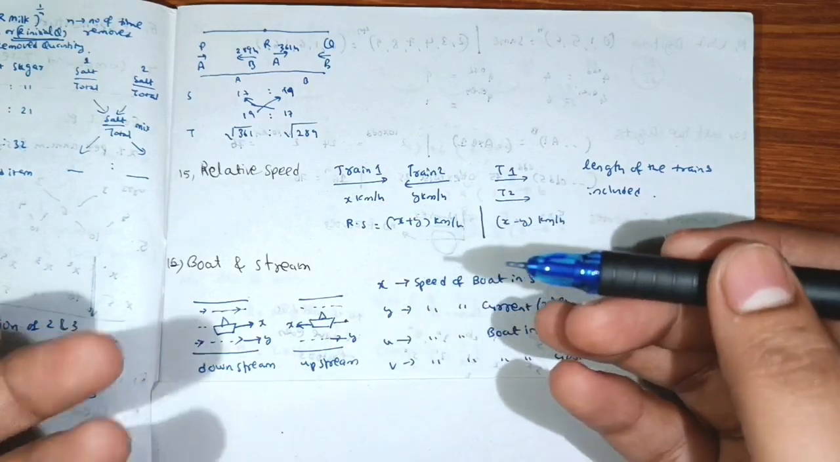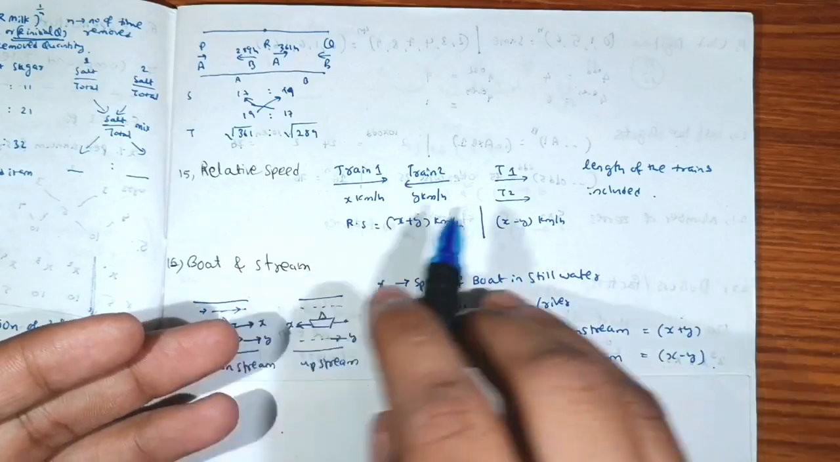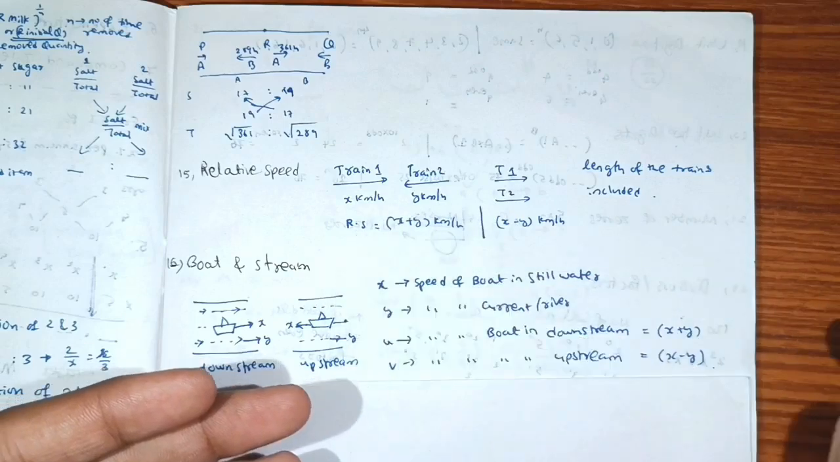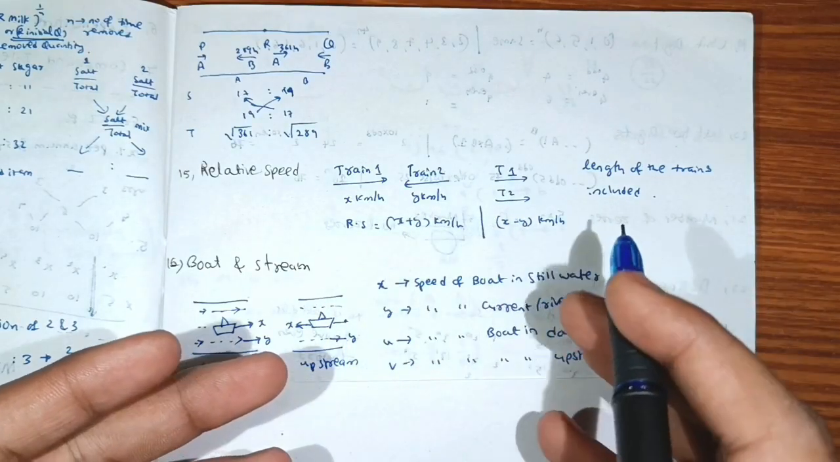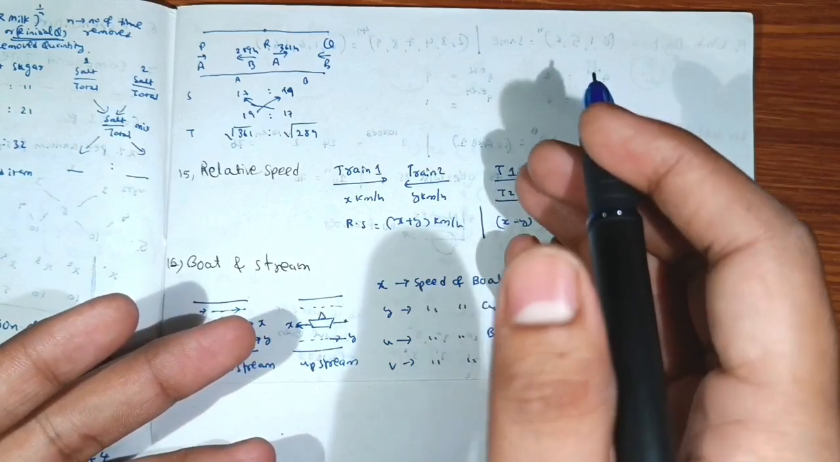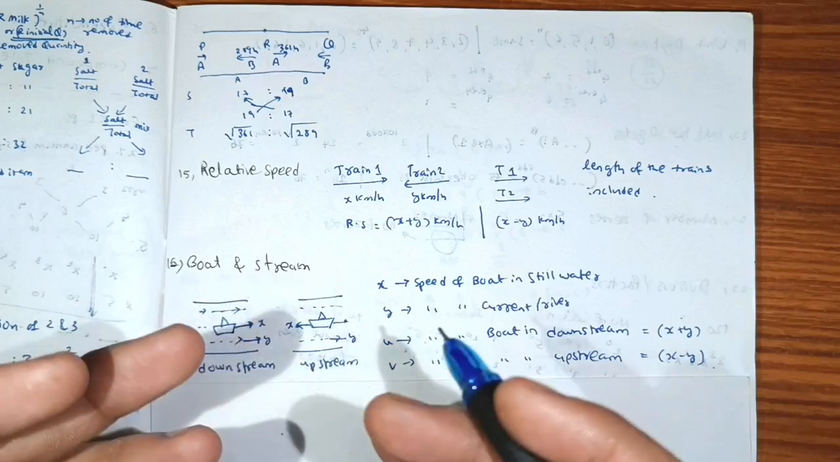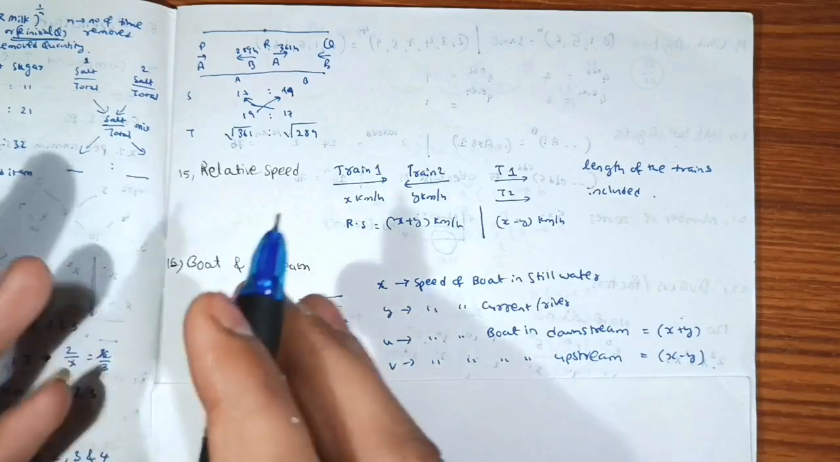That is when they move in opposite directions. When they move in the same direction, like train 1 moving in this direction and train 2 also moving in the same direction, then the relative speed will be x minus y, the difference of the speeds of train 1 and train 2. Relative speed is nothing but when two or more objects are moving.